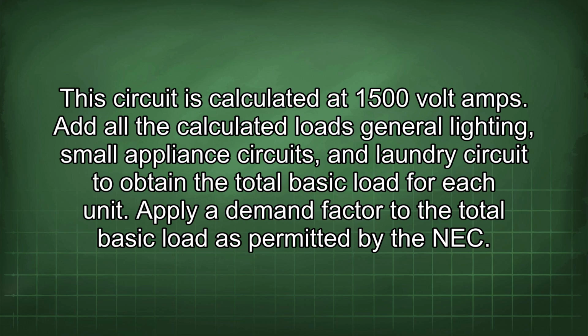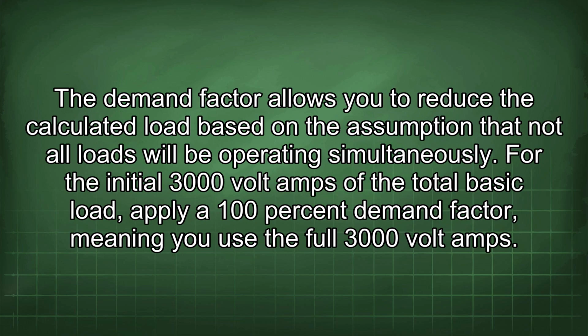Add all the calculated loads, general lighting, small appliance circuits, and laundry circuit to obtain the total basic load for each unit. Apply a demand factor to the total basic load as permitted by the NEC. The demand factor allows you to reduce the calculated load based on the assumption that not all loads will be operating simultaneously. For the initial 3000 volt amps of the total basic load, apply a 100% demand factor, meaning you use the full 3000 volt amps.